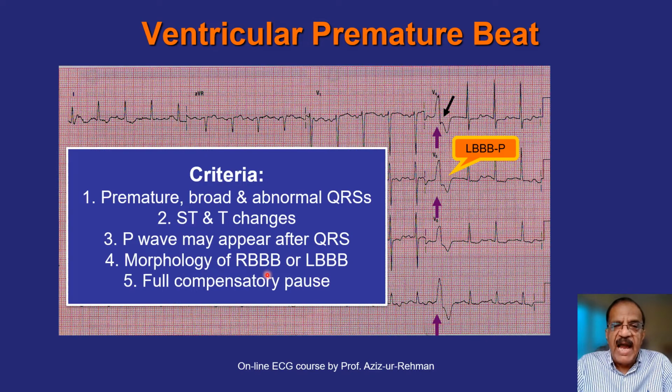The morphology is that of right bundle branch block or left bundle branch block, depending upon where the ectopic focus is. Now, in this case we have figured out that since this is a left bundle branch block pattern, the ectopic focus may be in the right ventricle. Why should it matter? Because right ventricular ectopics are of lesser seriousness than left ventricular ectopics. Then there is a full compensatory pause.